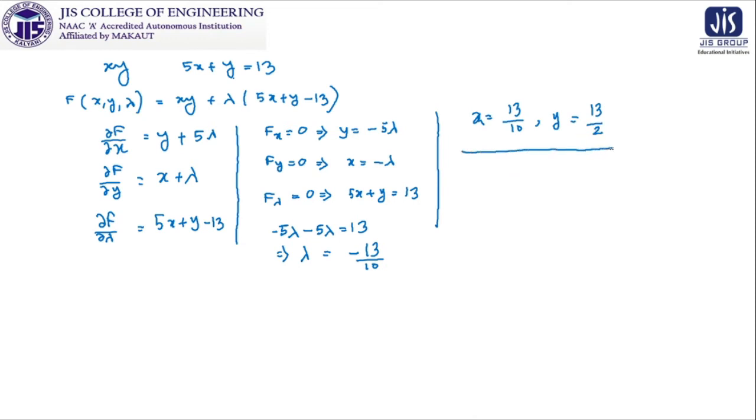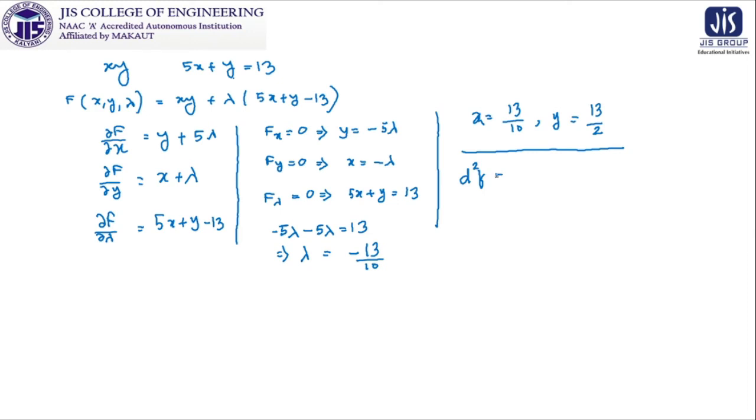So this point is now in our hand, for which we are going to have this constraint extremization, but we don't know what value we are going to get as extreme one. Is it maximum or is it minimum? So now we are going to follow this D2F method.